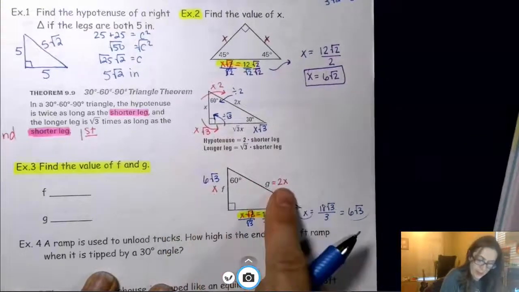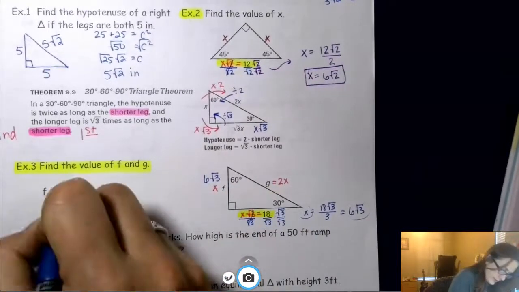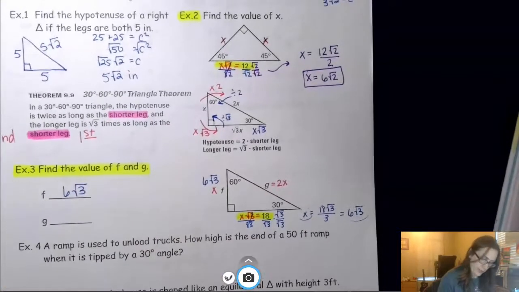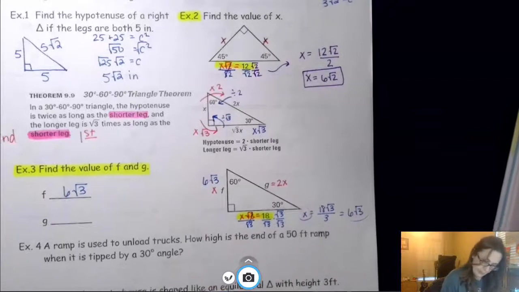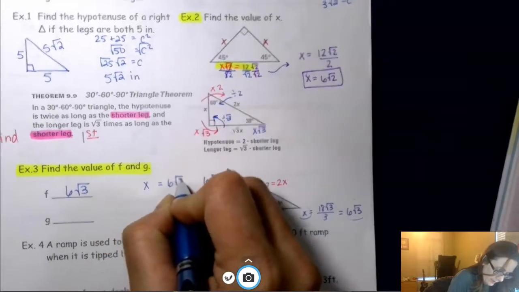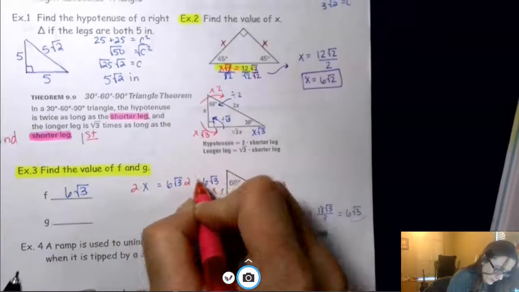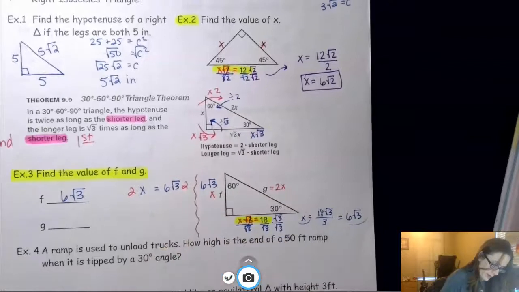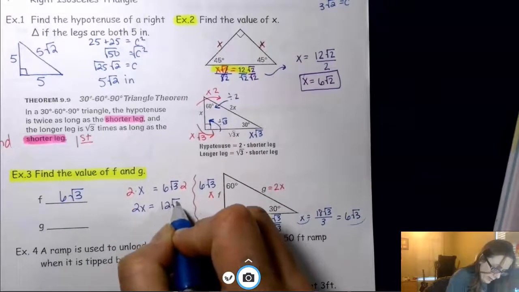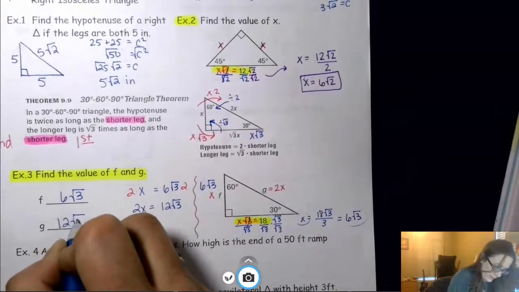Now to get from here to here, I'm going to multiply by 2. So f is 6 root 3. I can always say something like x equals 6 root 3. So if I multiply by 2, I end up with 2x equals 12 root 3. 2x is my hypotenuse in this case, so I have 12 root 3.